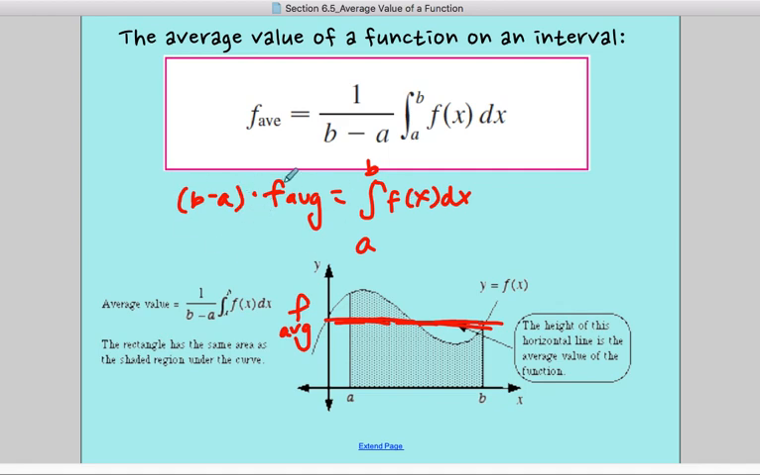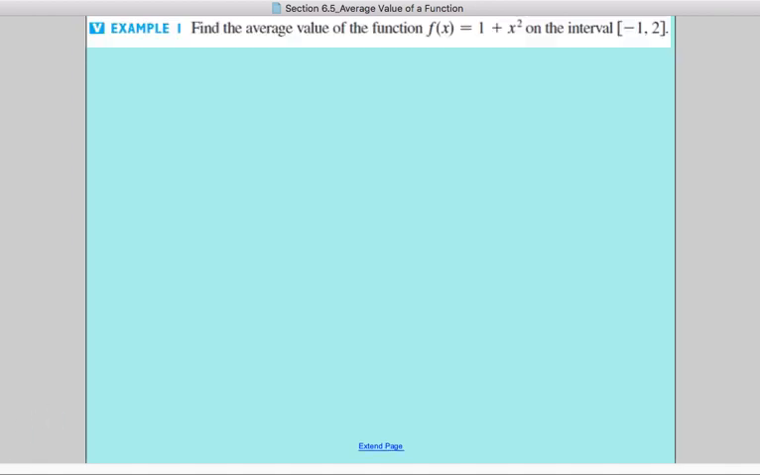So how am I going from here to here? We're really dividing by b minus a on both sides. So we just write it out in front, 1 over b minus a. That's how we would figure out the average. This is the equation we're going to use. Basically we're doing integration, and in front we're going to write 1 over b minus a, our interval. That finds, on average, how this function is behaving.